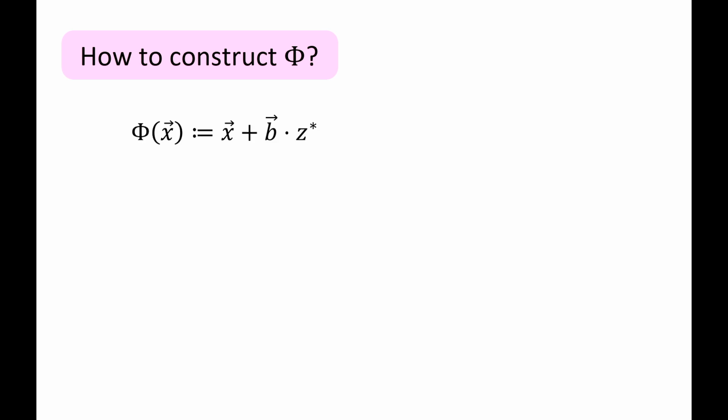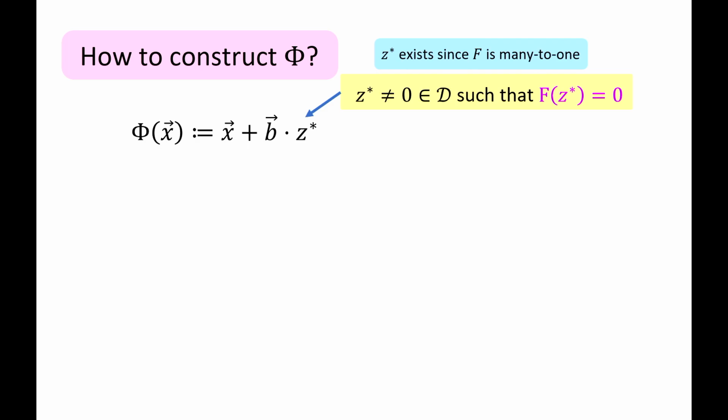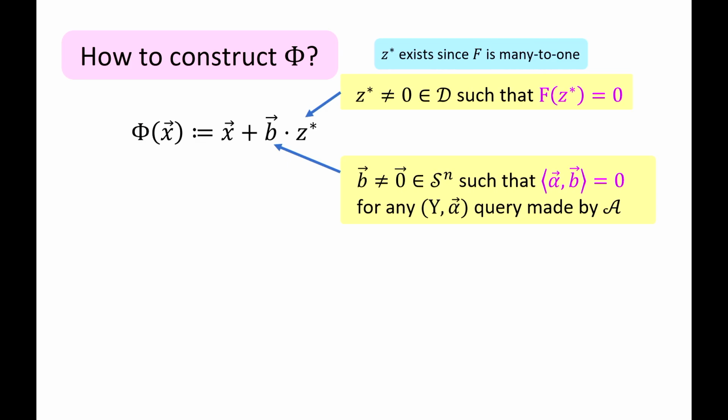We define phi of x as x plus b times d star, where d star is a non-zero element in D such that it maps to 0 by f. We know such a d star must exist since f is a many-to-one function. Also, b is a non-zero vector in S such that the inner product of b with any representation sent by A is equal to 0. We know b must exist since the number of PR queries is less than n.